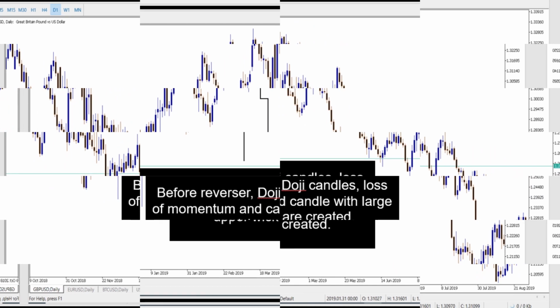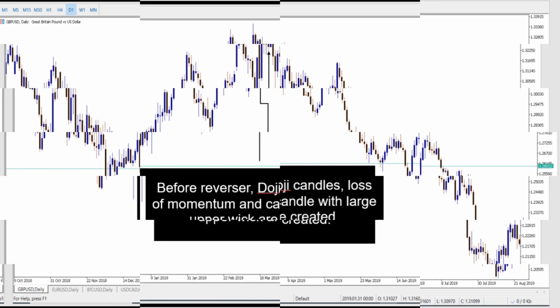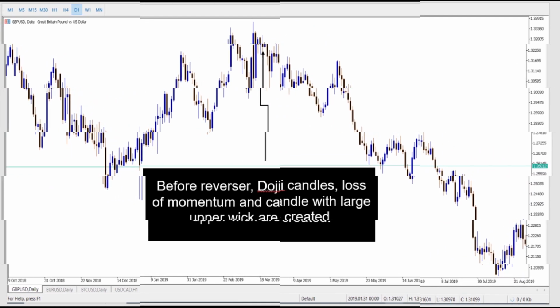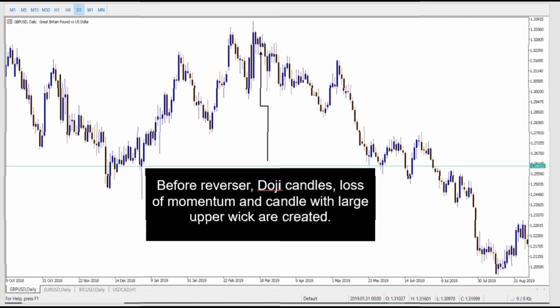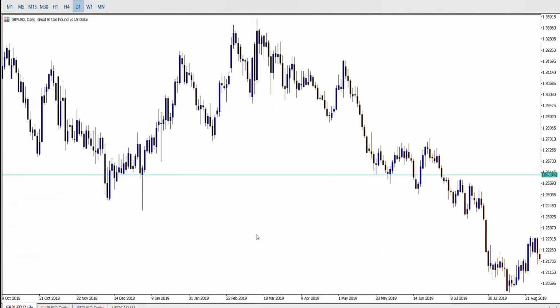Please note that the market never stops immediately and reverses. It takes time to consolidate. Before reversing, doji candles, loss of momentum and candles with large upper wicks are created. One of the very important signs of loss of momentum is the formation of a double bottom or top and trend change. Don't fail to find out why you are entering a trade. Trading involves proper checks and confirmation.